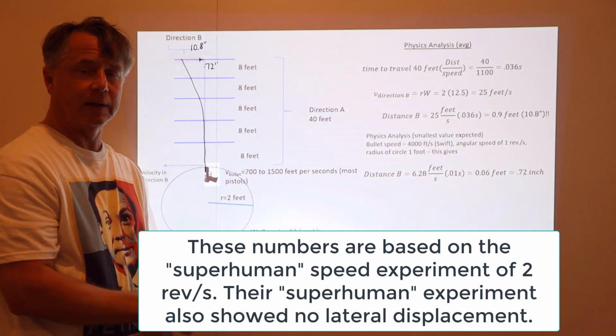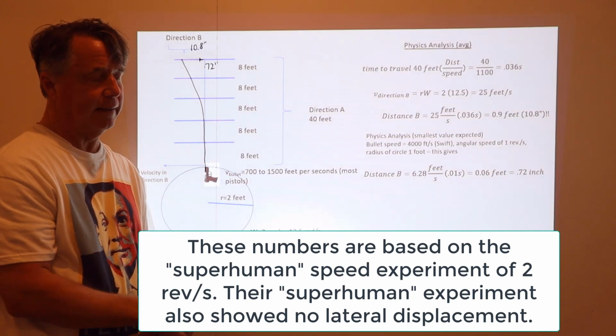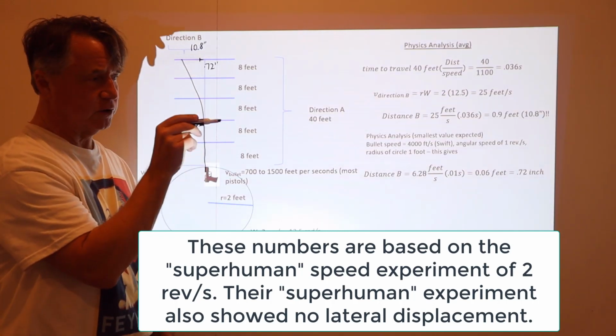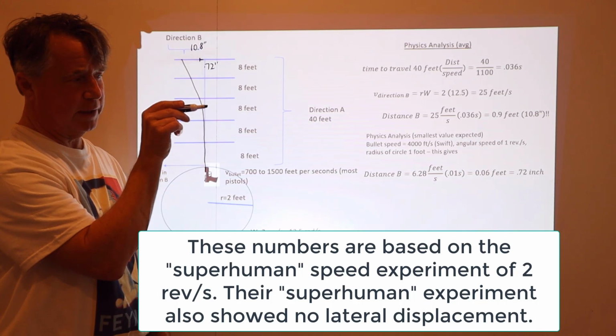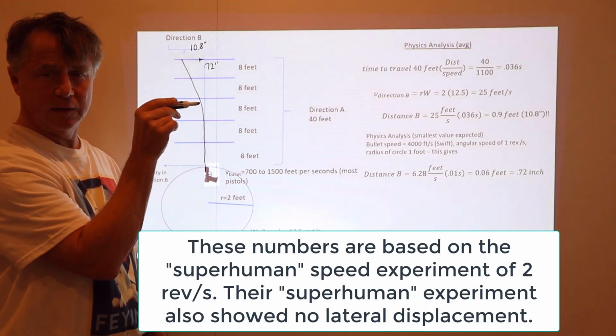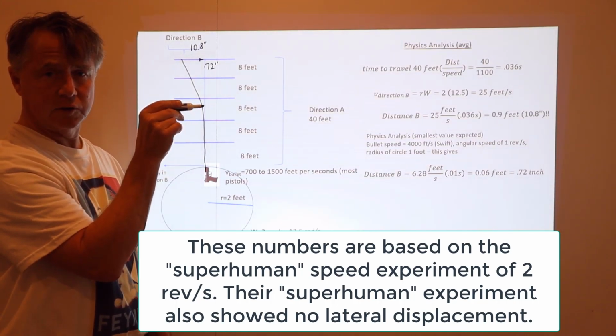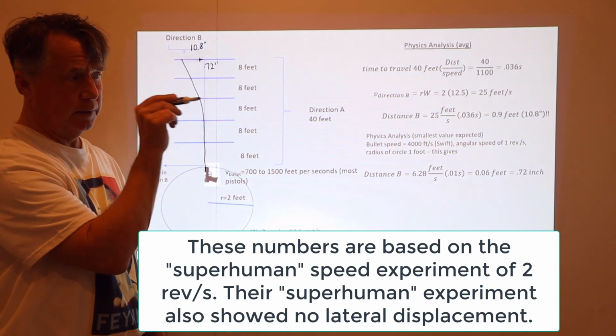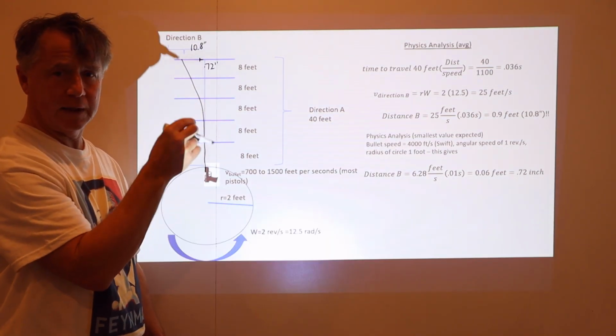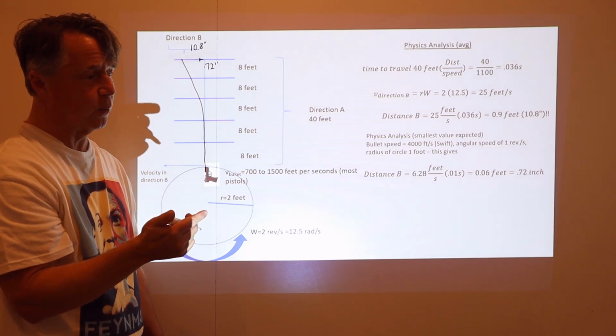So why did they not show any lateral displacement? Well, here are a few of the ideas I came up with. Maybe when the MythBusters measured the lateral displacement, she was actually angling the laser pointer. So she wasn't correctly pointing the laser pointer, so it didn't pick up on the lateral displacement. So that's idea number one.